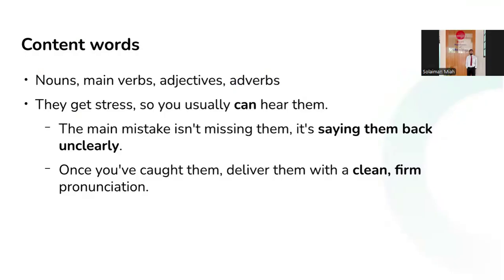So, the main mistake with content words isn't usually missing them. It's saying them back unclearly. The rubric specifically calls out content words being ambiguous because of imprecise pronunciation. So once you've caught the content words, deliver them with a clean, firm pronunciation.